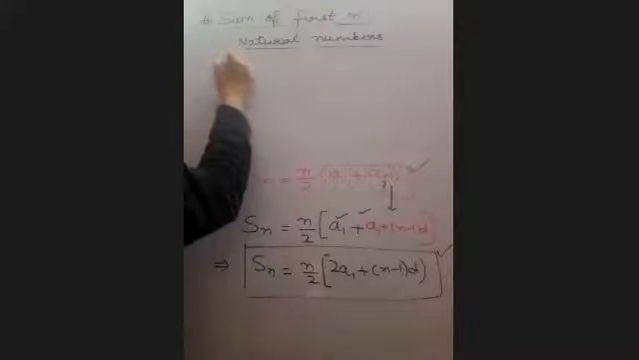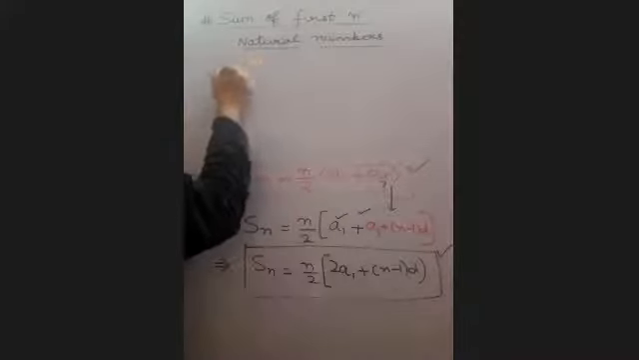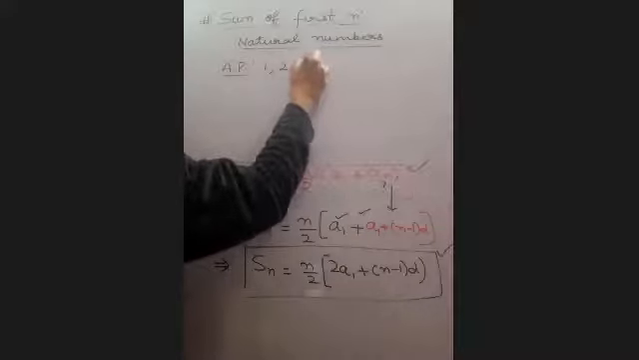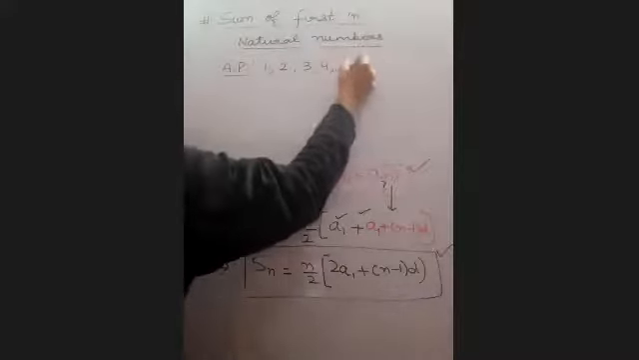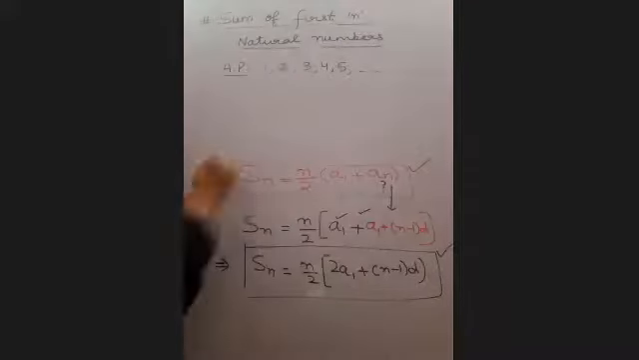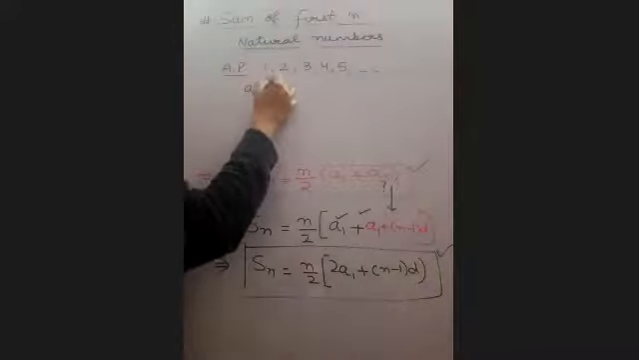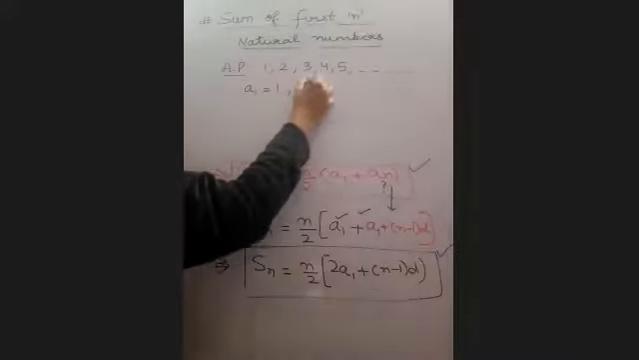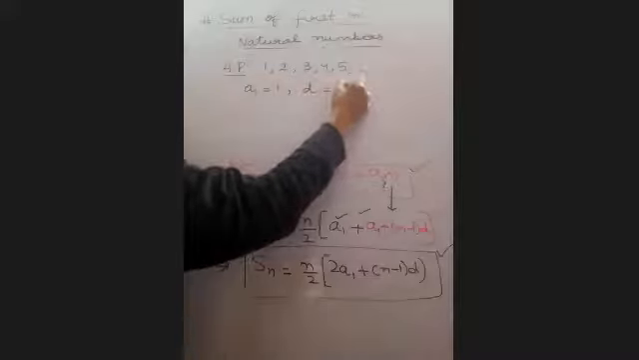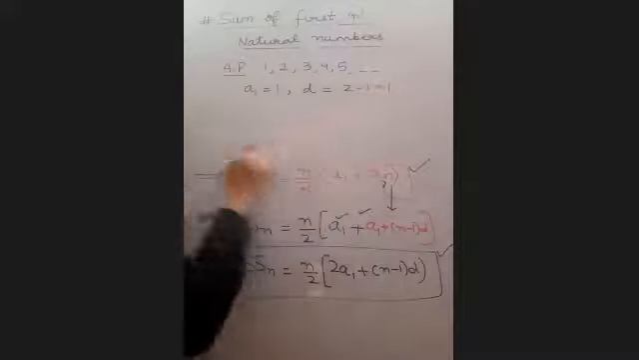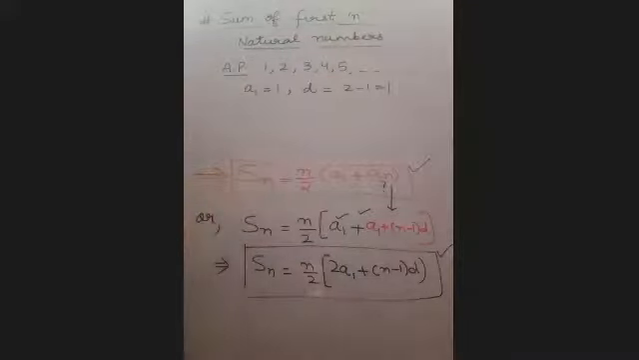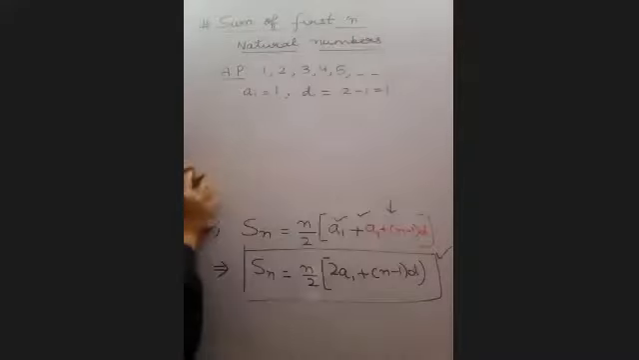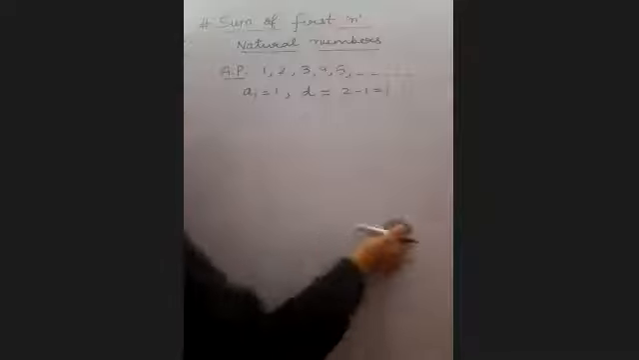So what is the AP of natural numbers? 1, 2, 3, 4, 5, and so on up to infinity. So what is A1 here? 1. What is D, beta? 1. D is also 1. So let us find the sum of n natural numbers here. Sum of first n natural numbers.